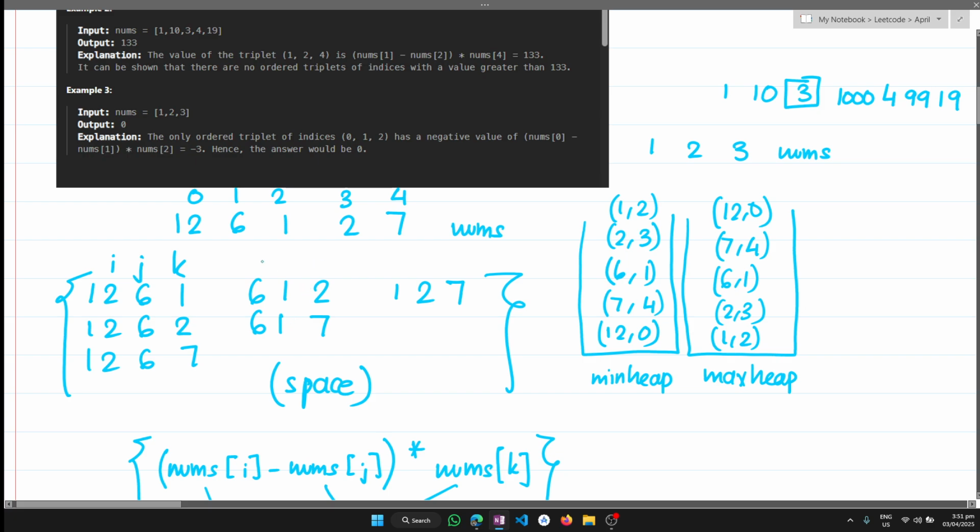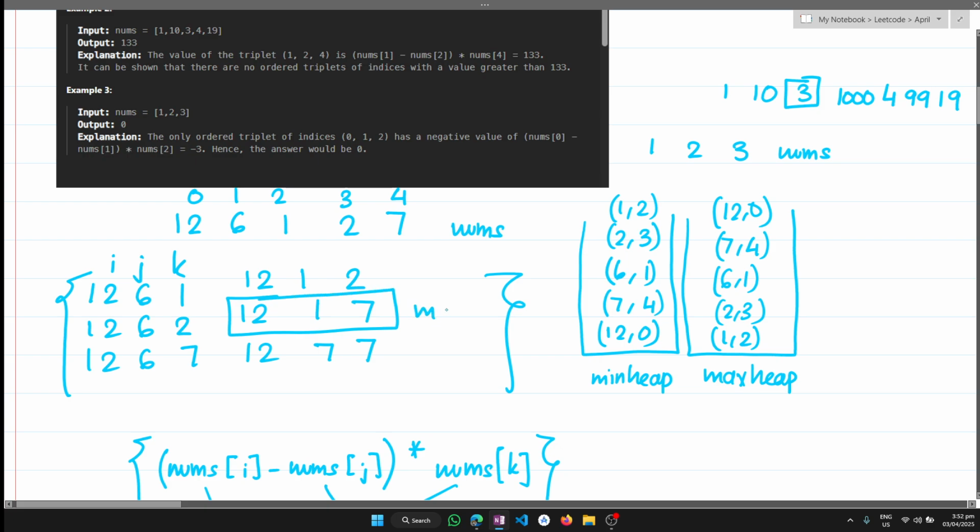And even this is not the complete space. Let me show you what the complete space is going to be. We said 12 6 1, 12 6 2, 12 6 7. It could have been 12 1 2 and 12 1 7. Similarly, it could have been 12 2 7 as well, and so on and so forth. So a lot of different possibilities over here, right? And this possibility is basically giving us our maximum answer.